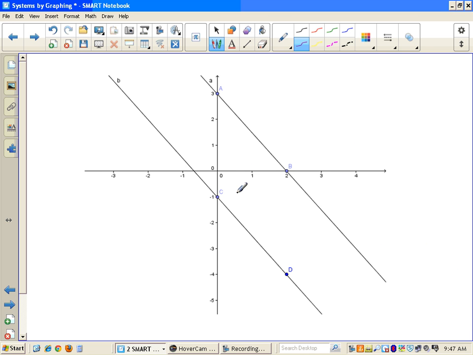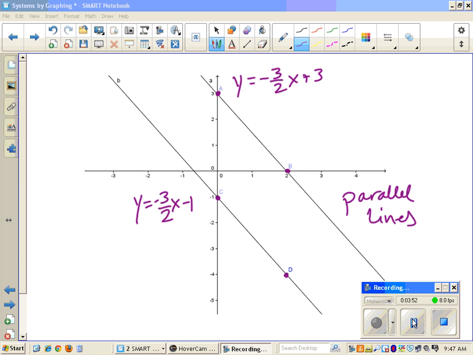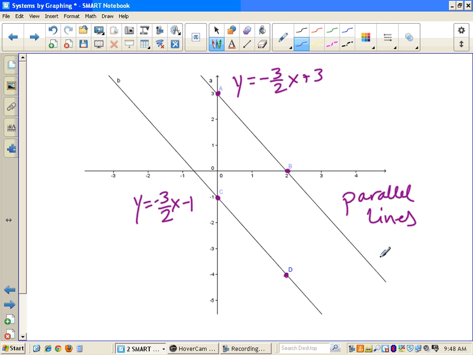So if you look at the next page, here was the first one, y equals negative 3 halves x plus 3. Starting at 3, going down 3 and over 2, there's my second point, drew in my line. Excuse me. This one was y equals negative 3 halves x minus 1. Start at negative 1. Go down 3 and over 2, there's my second point, draw my line. So clearly we have parallel lines. And because we have parallel lines, as we said many times, there is then no solution.